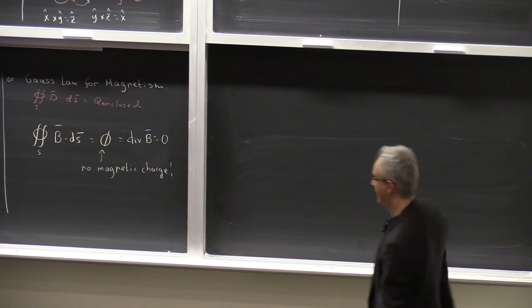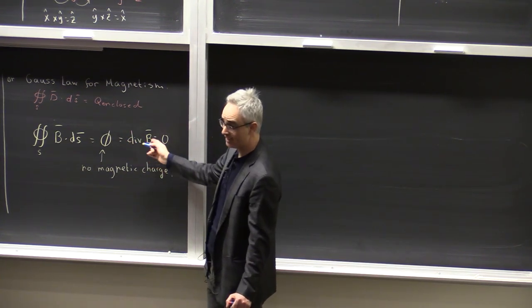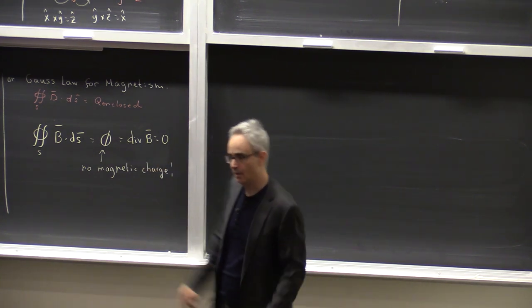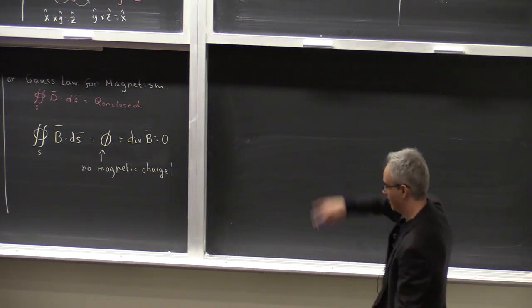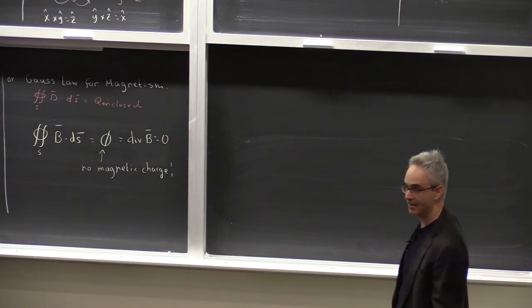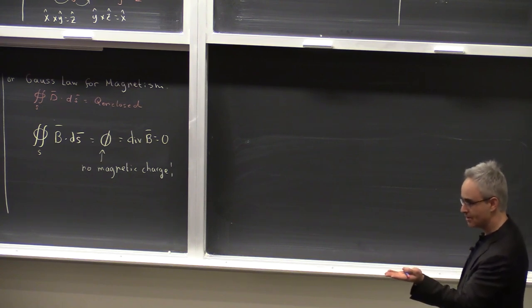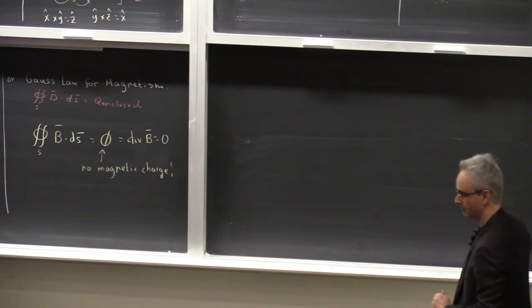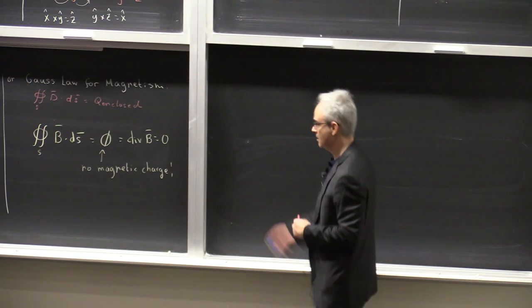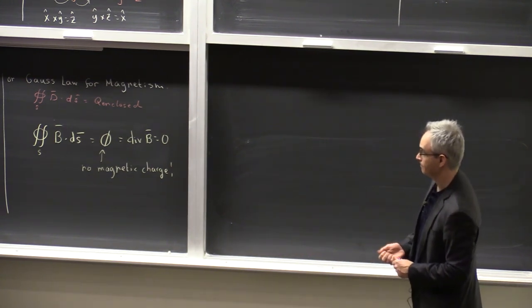Once I say that this holds, then the divergence of B is zero. That means that there is no source or sink. So this field has to have lines that close upon themselves. Otherwise, it would be positive at the point where it emerges, or negative at the point where it sinks. So it has to be zero. That means no sink, no source.